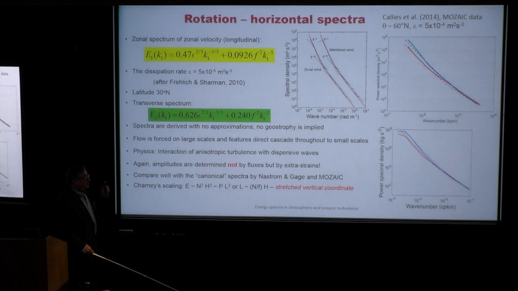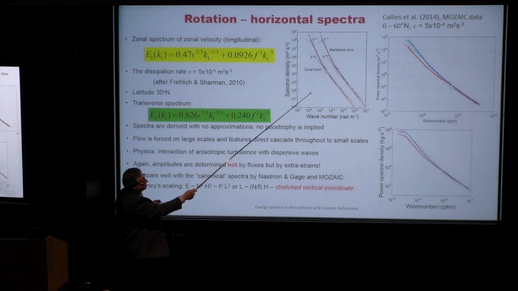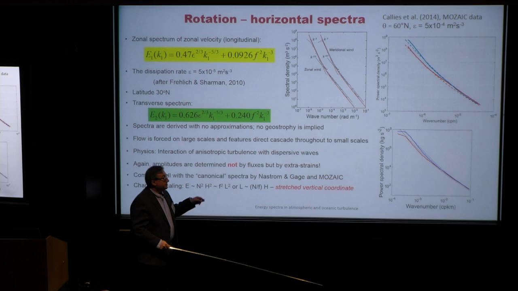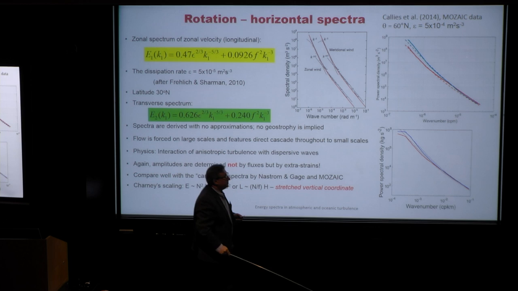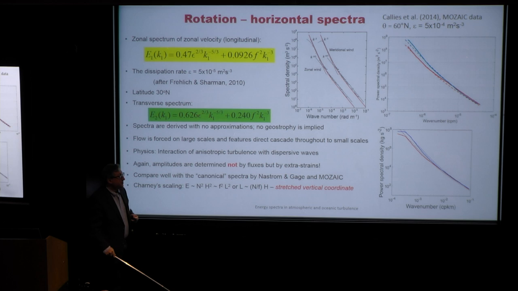Now, the Nastrom and Gage spectra gave us only the longitudinal spectrum. The transverse spectrum was derived from another data set, similar to Nastrom and Gage but done later on, known as MOZAIC. In this case, you have the longitudinal spectrum and the transverse spectrum, and you can see that the theory again predicts it very well. It's from the work by Cadot and his colleagues at MIT and NYU.